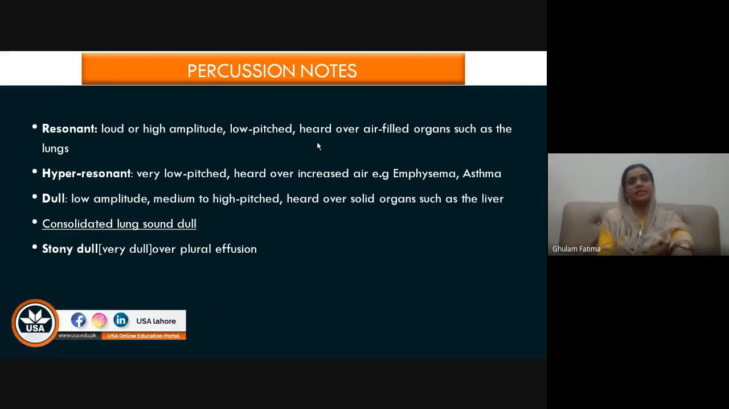Then the next is dull. A dull sound is low amplitude, which means it is comparatively less loud, and it has medium to high pitch. Medium pitch is somewhat more than your lungs' pitch. It is usually heard over solid organs like your liver. If you keep percussing downward, the very next thing that comes after your lungs is the liver. You can percuss over that and note that the sound in that case is dull.